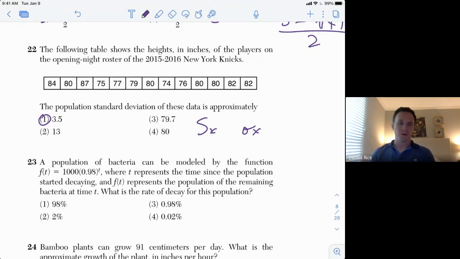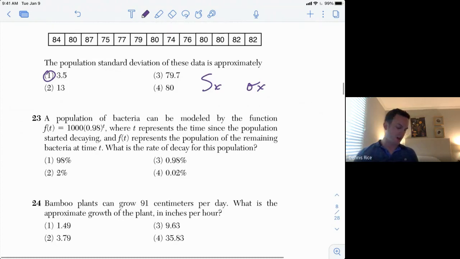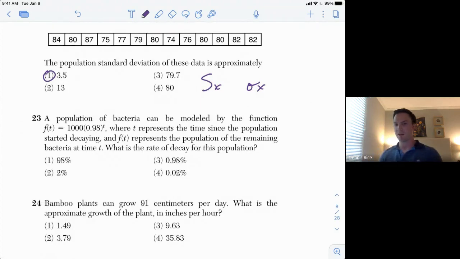Okay. What's the rate of decay if your base is 0.98? This is an easy question that people don't understand how to read. If your base is 0.98, that means 98% of the bacteria remain every year, whatever it is, right? Which means what rate is it decaying at? It's not decaying at 98%. It's decaying at a rate of 2%.